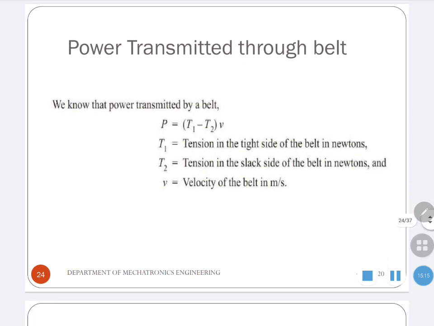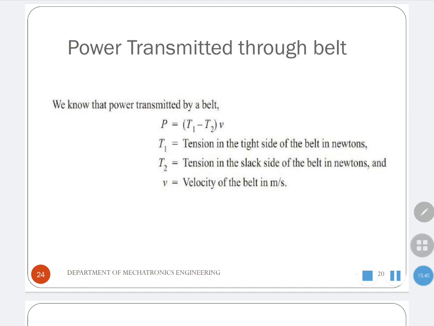Next, power transmitted through the belt. Power is determined by the tension in the tight side of the belt in newtons, tension in the slack side of the belt in newtons, and velocity of the belt. If we calculate, we will get the power as T1 minus T2, or tension, into velocity. We are getting power.